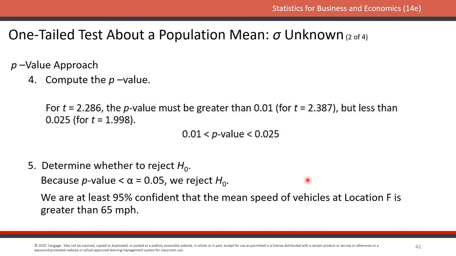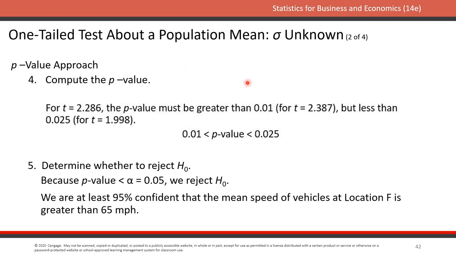So for the p-value approach, I'm going to be looking at this table and trying to figure out where my test statistic, t equals 2.268, falls for the particular degrees of freedom. I've got my degrees of freedom, 63, so I'd round down to 60.